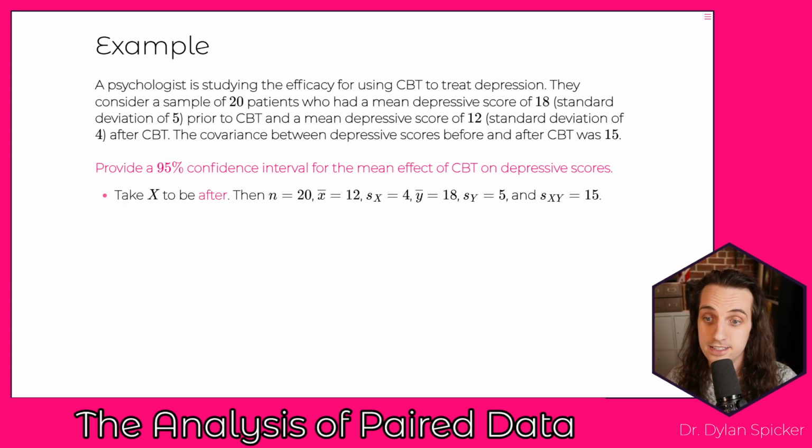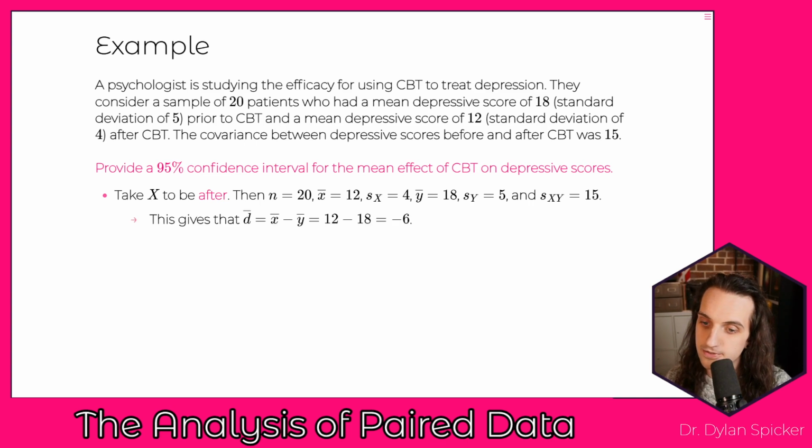All right, so we'll take x here to be after in the solution. So then we have n is 20, x bar is 12, Sx is 4, y bar is 18, Sy is 5, and the covariance between them is 15.